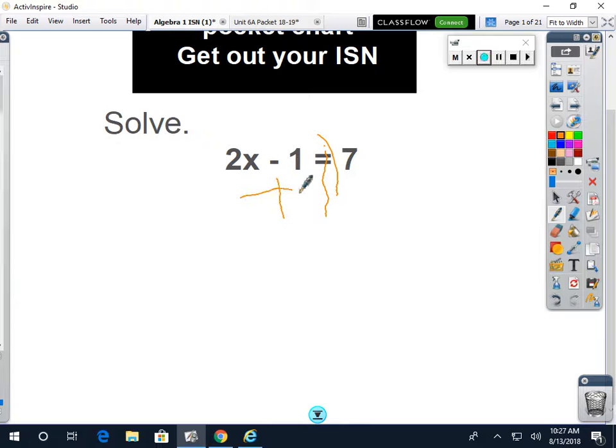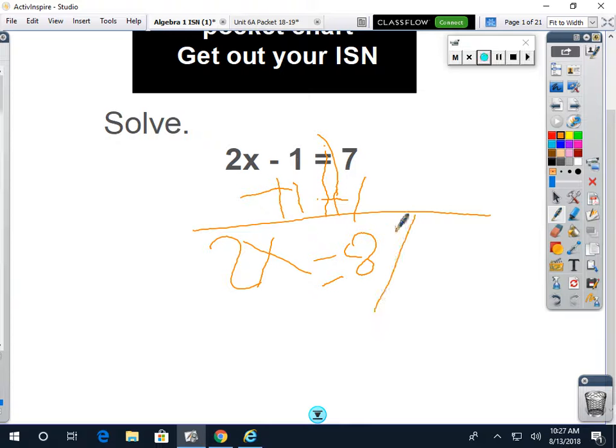Okay, first he's adding 1 because that's the inverse operation for minus 1. And then whatever you do to one side, you got to do to the other. So now what will he have on the left side of the equation? 2x. And what will he have on the right side of the equation? Okay, and don't forget the equal sign. Okay, so that's step 1 of our two-step equation. What's step 2? Divide by 2. And so x equals 4.